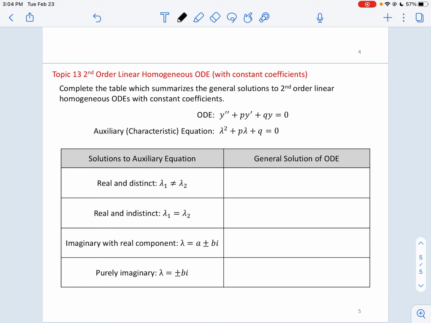So this takes me to the last slide for this topic, which is summarizing these findings. So complete the table which summarizes the general solutions to second-order linear homogeneous ODEs with constant coefficients. So when your ODE has this form, you can instantly create the characteristic or the auxiliary equation. Right, here are the terms here finally written down. And then depending on the solutions to this equation, that will dictate the general solution of our ODE.